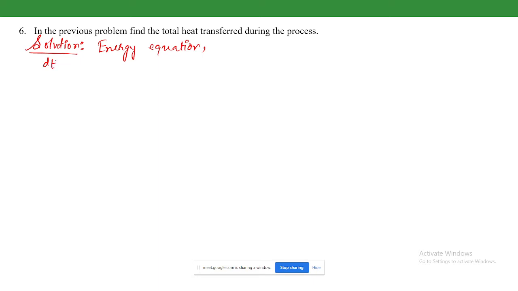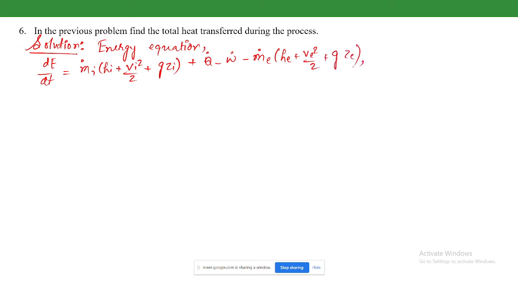dE by dt is equal to m_i (h_i + v_i²/2 + g z_i) + Q dot minus W dot minus m_e (h_e + v_e²/2 + g z_e). Okay, so here what all values are 0? We can see there is no work done. Change in kinetic and potential energy are neglected.